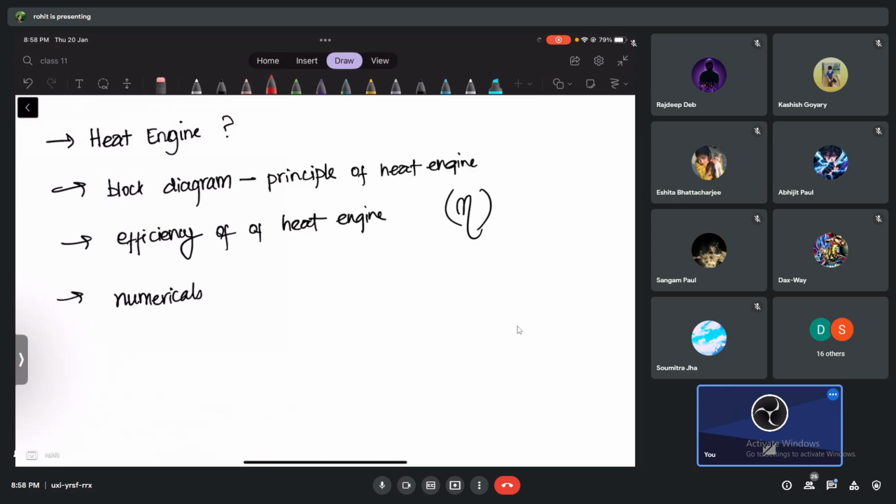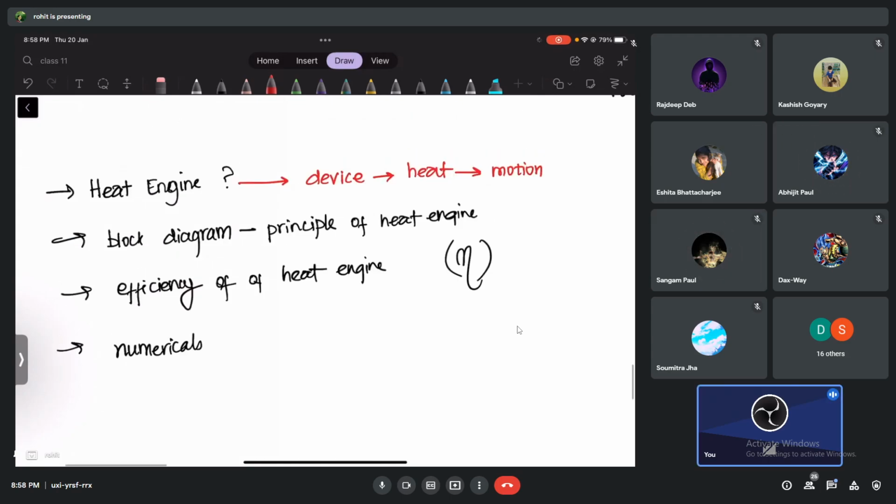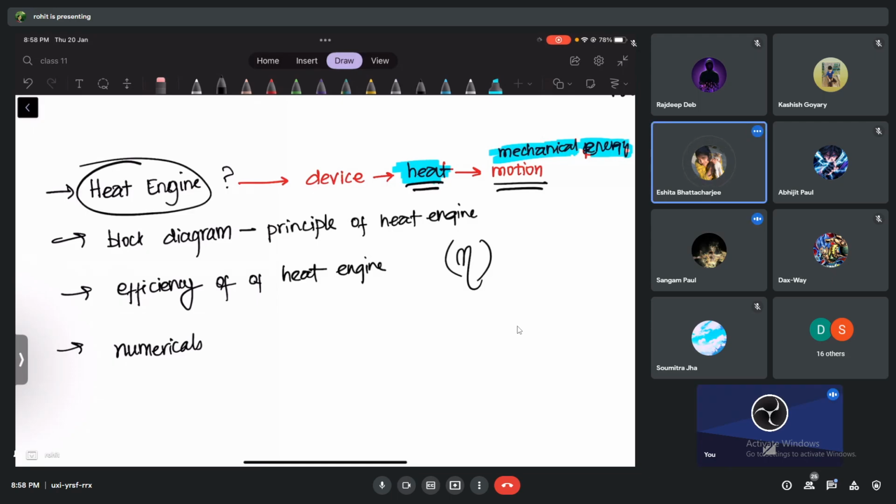Now, first of all, what is a heat engine? Let me tell you. A heat engine is a device, anything which can convert heat into mechanical energy, or let's say motion. Mechanical energy has to do with motion. If there's a device which can convert heat energy into mechanical energy or motion, then that device we are going to call a heat engine. Can you give me some examples of heat engines?